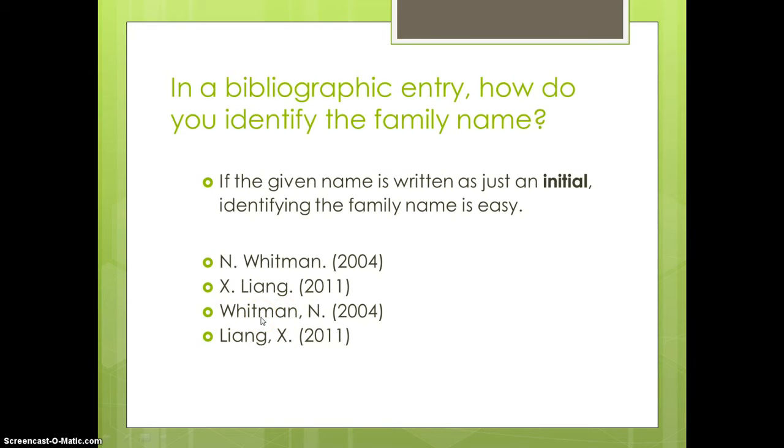And also notice that in English journals, or in articles written in English, the Asian names, like this one, are usually written out in the typical English order. So the family name is written as the last name, and the given name is written first. So those are the easy cases, if you have an initial instead of a given name.